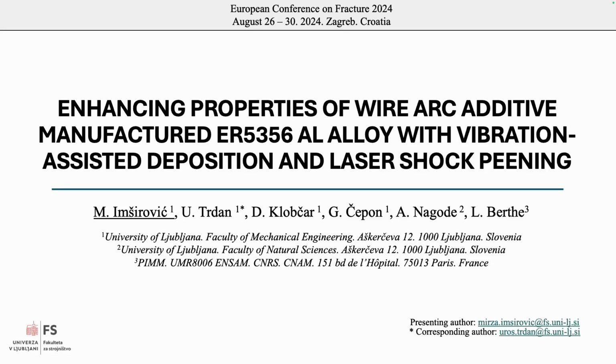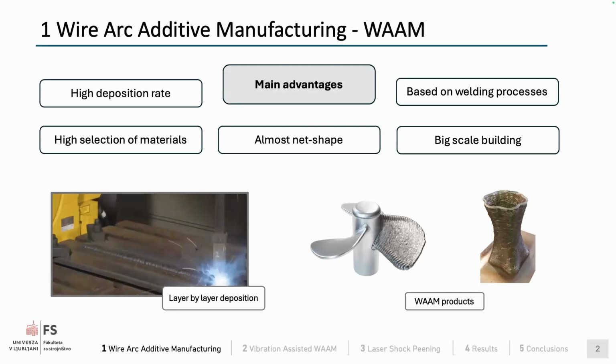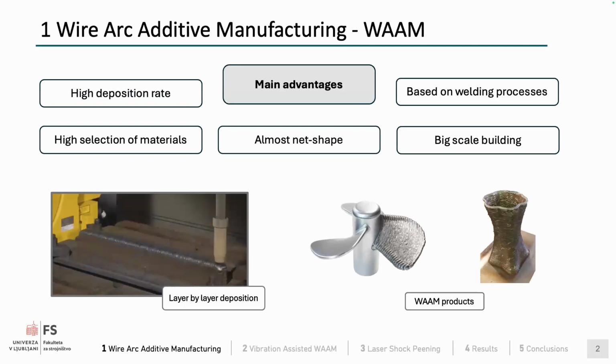So the topic today will be a comparative study of two different processes used in wire arc additive manufacturing: the concept of in situ vibrations compared to post-processing laser shock cleaning. For starters, just to show what wire arc additive manufacturing is, it's one of the additive technologies that uses direct energy deposition.